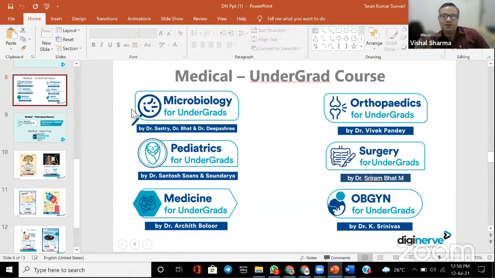Then mesalamine or sulfasalazine, which are ASAs, are useful for induction and maintenance of remission in ulcerative colitis. Although they are very frequently used in Crohn's disease, they may not have much of a role in Crohn's disease. Now come the biological agents. Anti-TNF, infliximab, then adalimumab, golimumab. These have benefit both in induction and maintenance of remission in ulcerative colitis as well as in Crohn's disease.